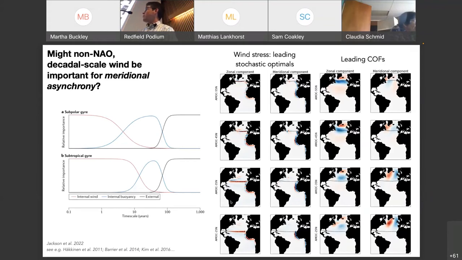But I would also point out that when we look at these optimals for the horizontal and meridional wind stress, we do not see these identical patterns in space and time as we did before. So this is leading us to hypothesize that non-NAO components of the wind stress, while maybe not important for the variability itself, might be important for driving meridional asynchrony, because we see differences in the sensitivity patterns as a function of latitude.